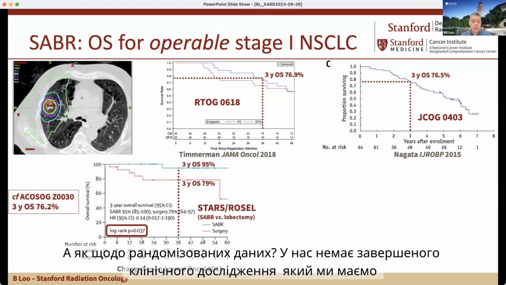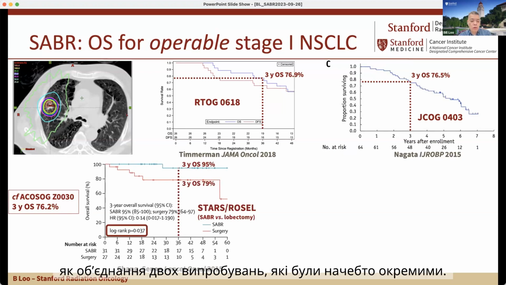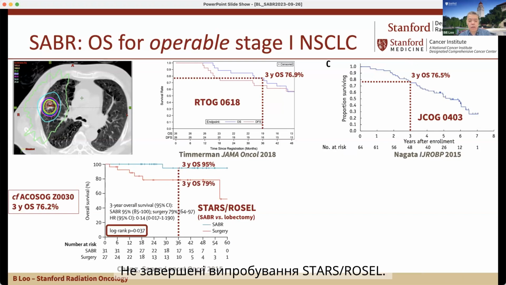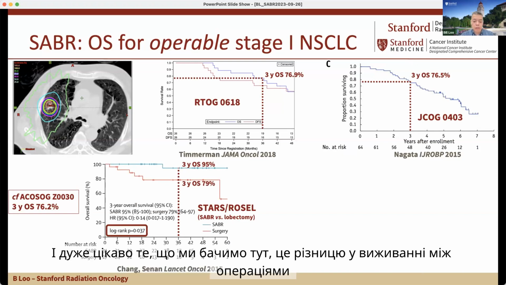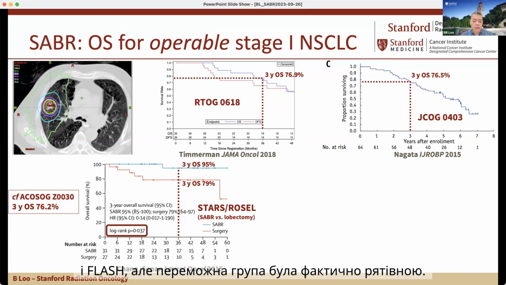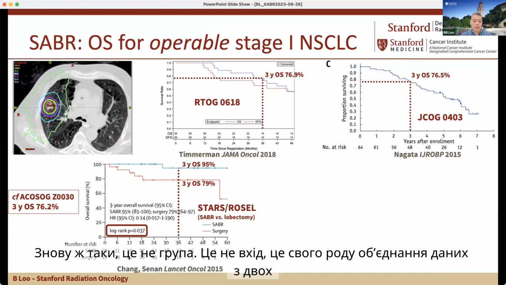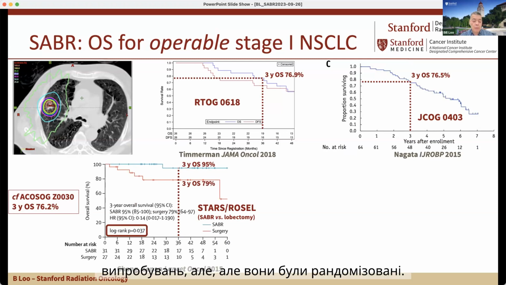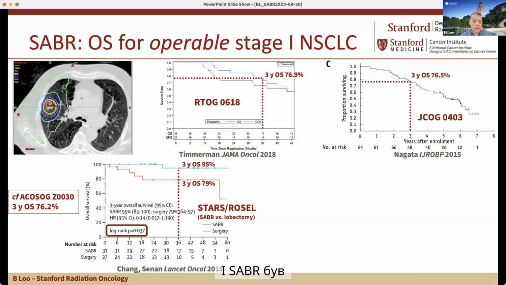What about randomized data? We don't have a completed trial, but we have a pooling of 2 trials that were individually not completed, the STARS and ROSELLE trials. And very interestingly, what we see here is a difference in survival between surgery and SABR, but the winning arm was actually SABR. Again, this is kind of pooling of data from 2 trials, but they were randomized trials, and SABR was actually superior in this particular analysis.